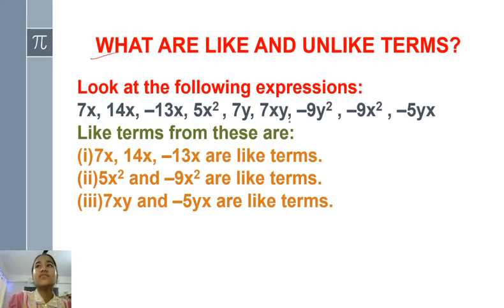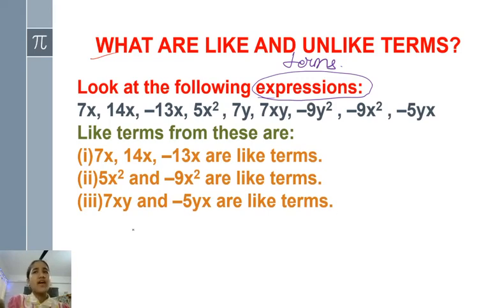So now, what are like and unlike terms? Let's see. Look at the following terms: 7x, 14x, minus 13x, 5x square, 7xy, minus 9y square, minus 9x square, minus 5yx. So from here, the like terms are 7x, 14x and minus 13x. These are like terms. Same way, 5x square and minus 9x square are like terms. 7xy and minus 5yx are like terms.